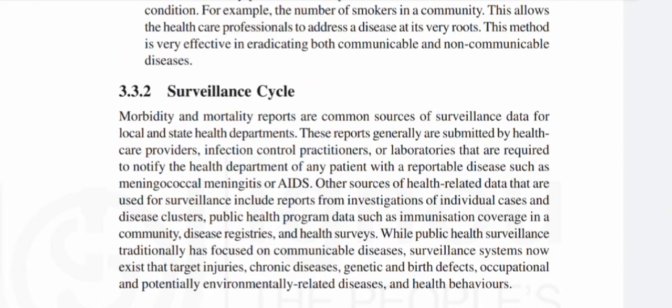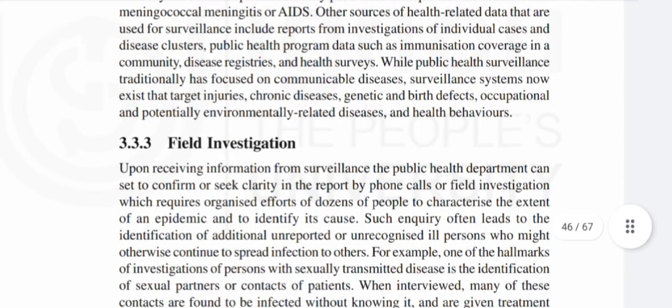While public health surveillance traditionally has focused on communicable diseases, surveillance systems now exist that target injuries, chronic diseases, genetic and birth defects, occupational and potentially environmentally related diseases, and health behaviors.